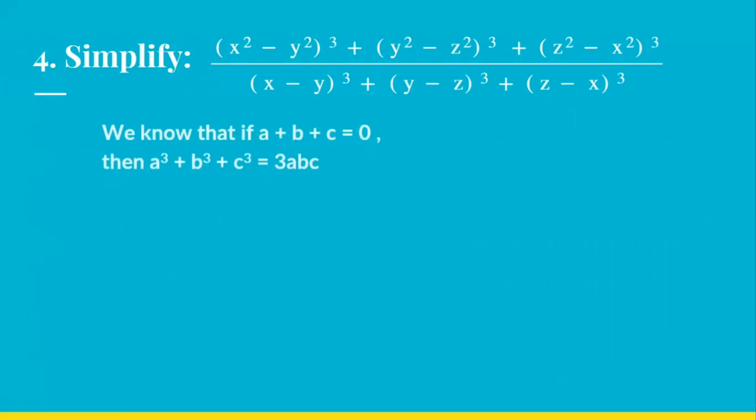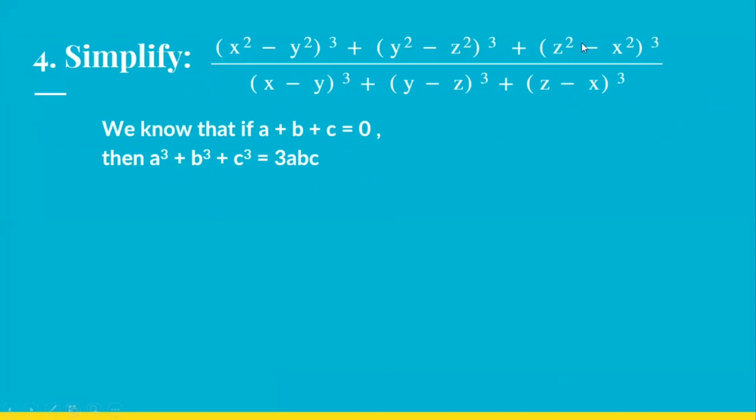So we will be using the identity that if a plus b plus c is equal to 0, then a cube plus b cube plus c cube is equal to 3abc. Okay, so what we can see here, this is a cube plus b cube plus c cube. Can we find it as 0? Let's check. So we get that the numerator, x square minus y square is your a now, this is your b, and this is your c. So how do I get the 0?